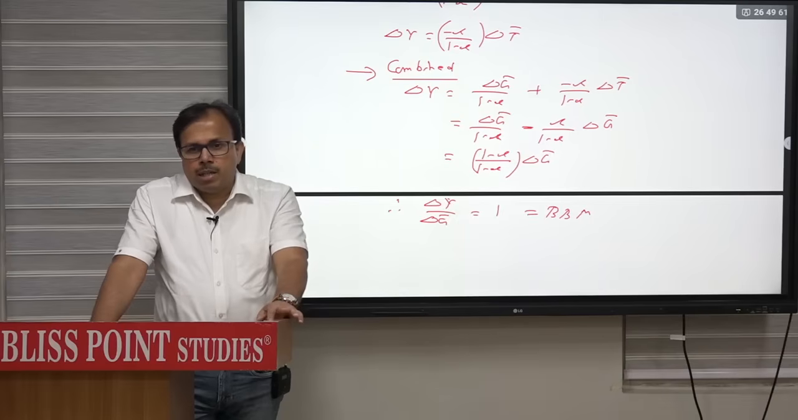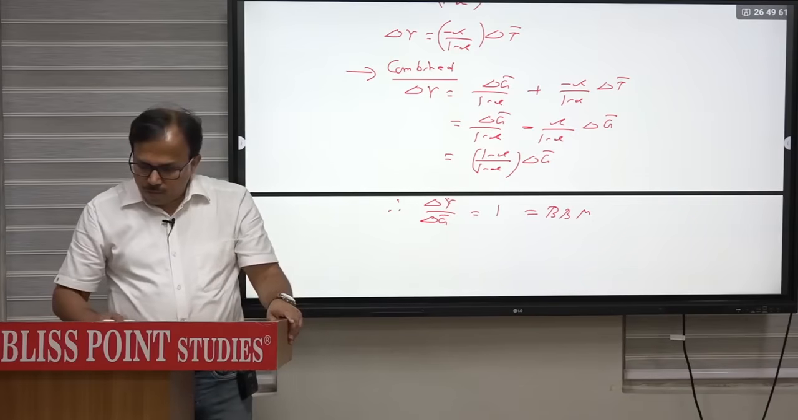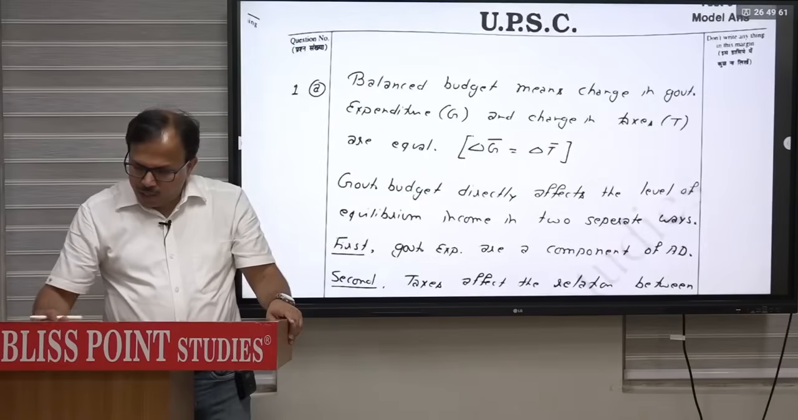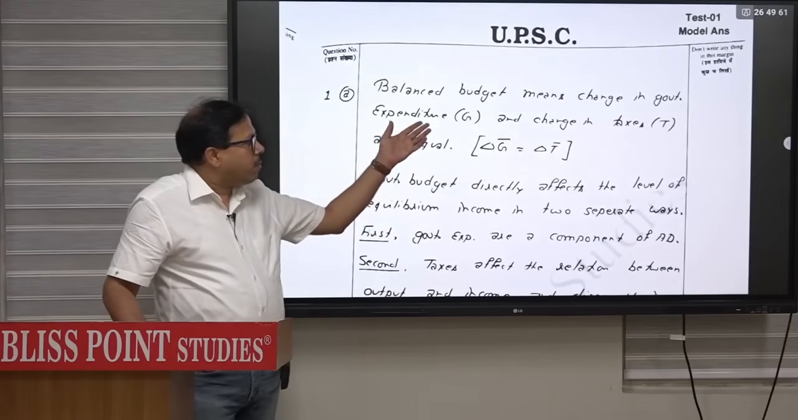Tax reduces aggregate demand, government expenditure increases aggregate demand, but by how much it will change will depend upon the multiplier. Clear? So obviously you can see that in the model answer part also. It is uploaded, you can download it from there.